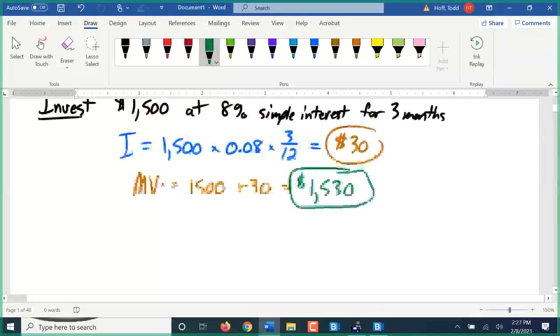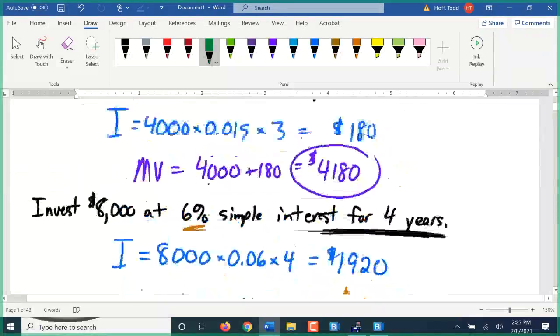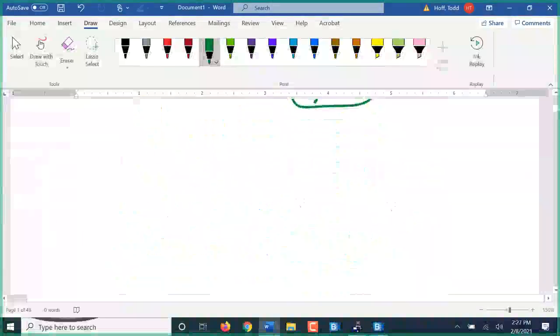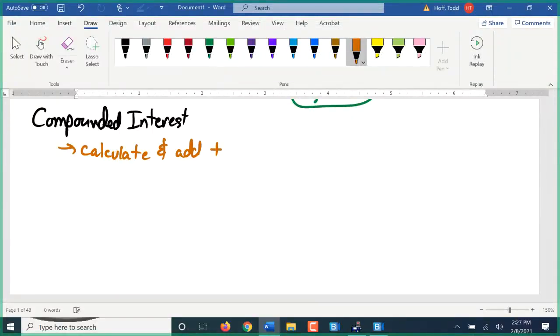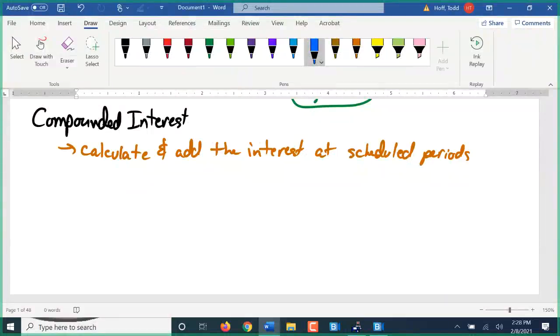Well, let's go back to that example up here of $8,000 at 6% for 4 years. Typically, something that's 4 years, they would use something called compound interest. Compound interest, they calculate and add interest at scheduled intervals, scheduled periods. Like it might be monthly or quarterly or whatever.